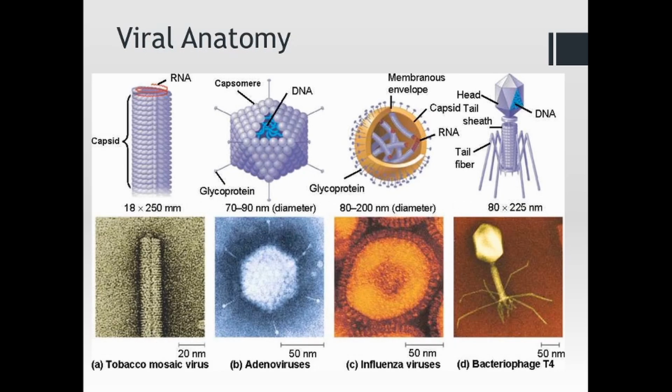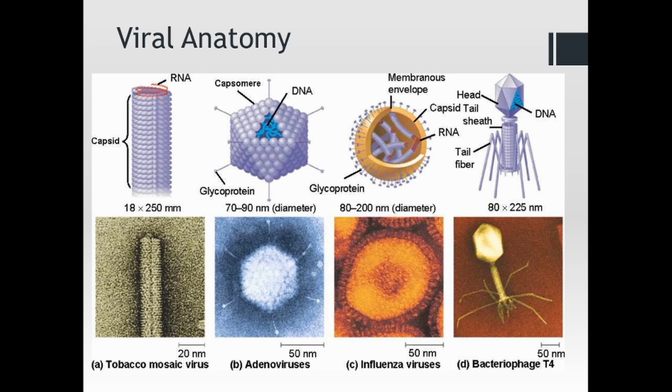So just looking at viral anatomy, some of them are just a helical virus, like the tobacco mosaic virus on the left. It's just a cylinder with RNA inside of it. The next one over would be a polyhedral one, which has many sides to it. And within that would be the nucleic acids, an adenovirus, as you can see there, and you can see some of the spikes sticking off of its surface.